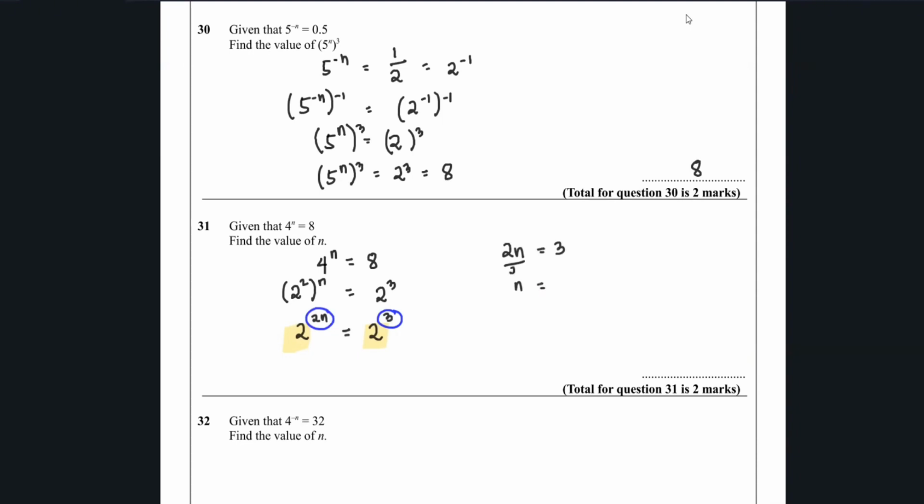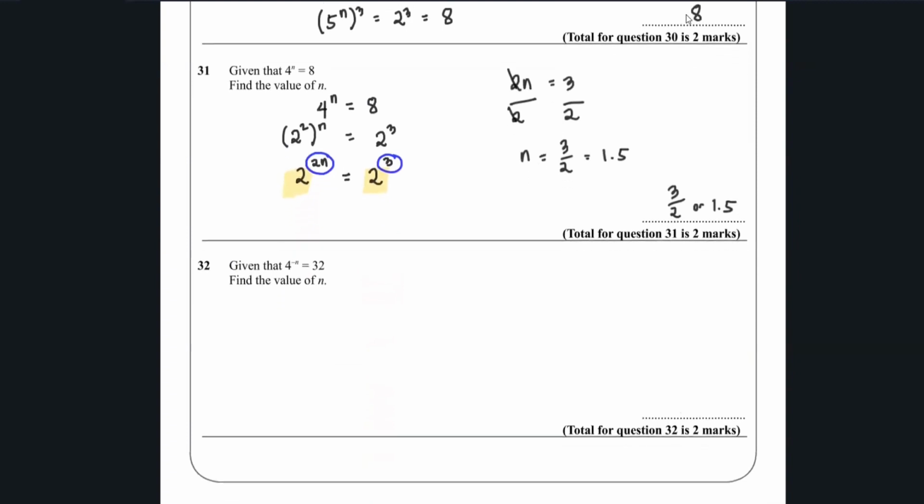So divide both sides by 2 to cancel out the 2 as a numerical coefficient of n. So n is equal to 3 halves. Let me just rewrite that as we got more space. So it's 2n is equal to 3. Divide both sides by 2. Crossing it out. So n is equal to 3 halves or 1.5. Doesn't matter. Did you get it?